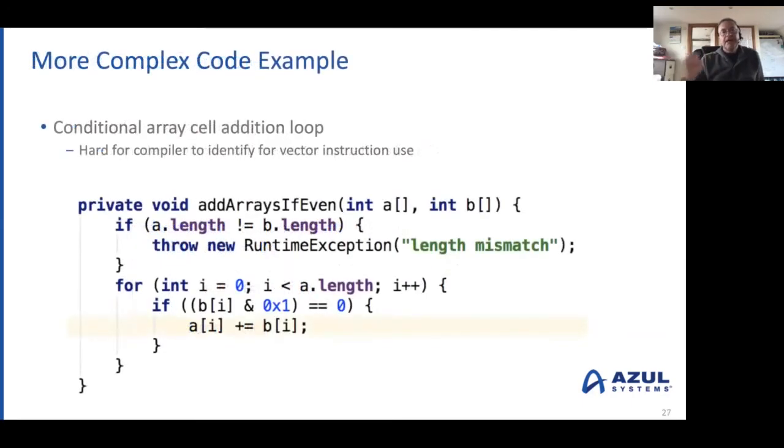However, if we give a method that's slightly more complicated, we introduce the idea of a conditional, so we're only going to add things if something's even, then hand that to most compilers and they won't recognize that as something that can use vector operations. In the case of Falcon, it can.